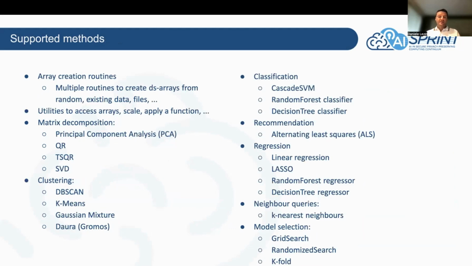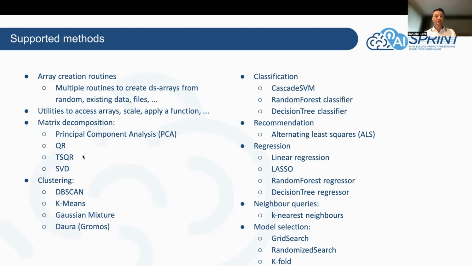So we provide several methods. We have array creation routines to load data from existing data, which can be objects, for example NumPy objects, or files, such as CSV files. We can create random data if needed, so we have methods to generate random DS arrays. And then we have many utilities to access those arrays, to scale, to apply a specific function on the DS array blocks, etc.